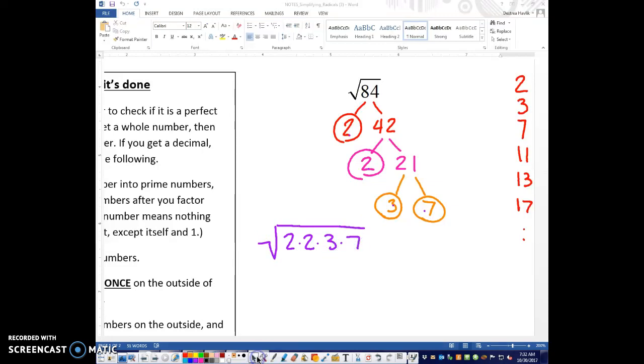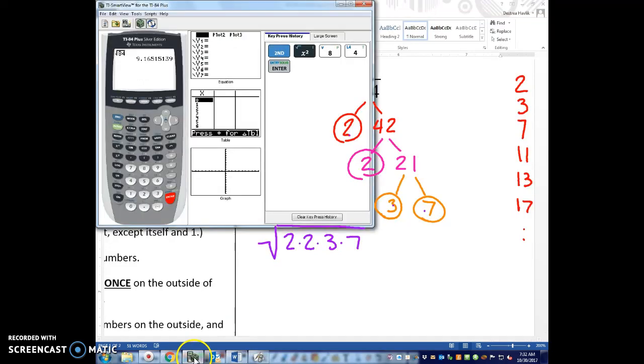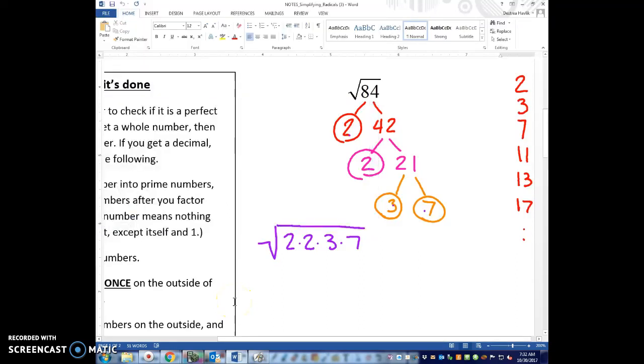If you want to double check that, type that in your calculator. 2 times 2 times 3 times 7. It's 84. Okay? So it's the same thing. We've just reduced it down. So now from here, you need to find your pairs. There are two 2's here, so you circle those pairs, and you pull out a 2.